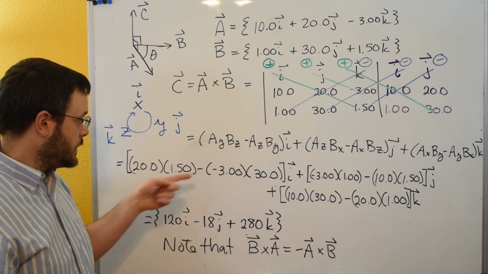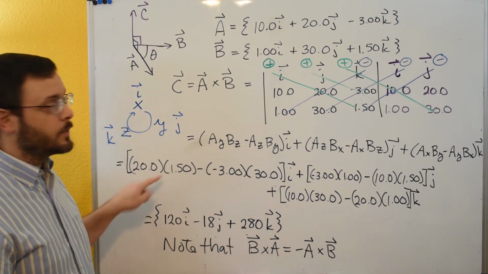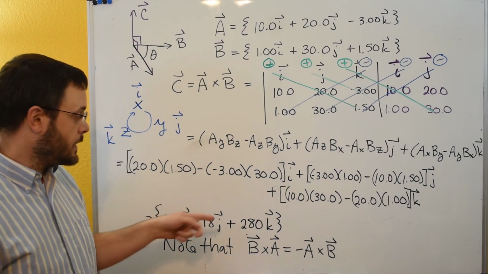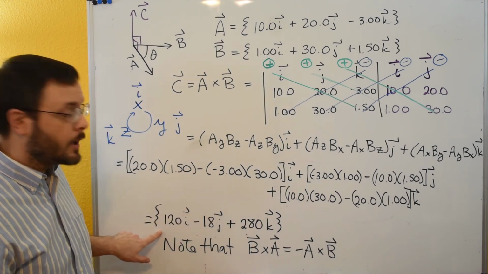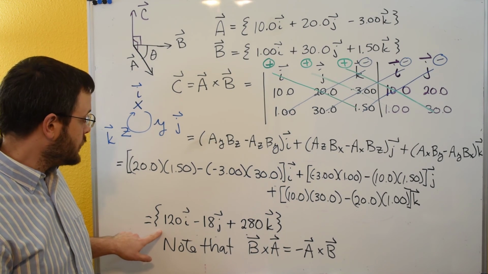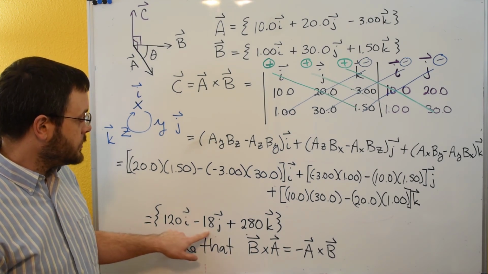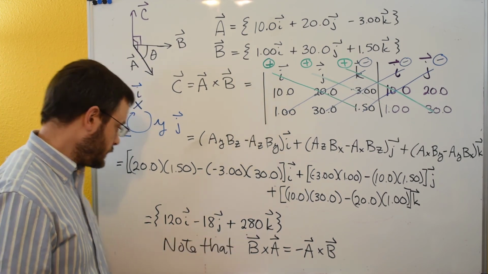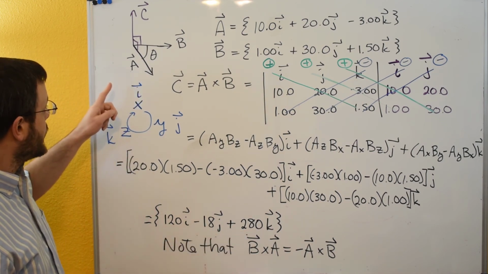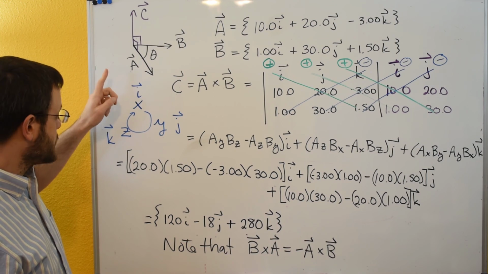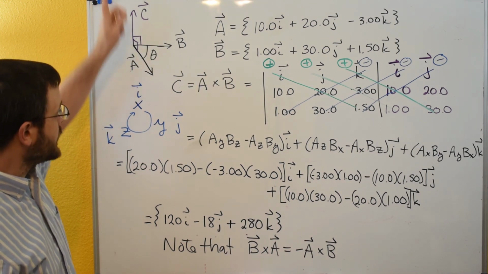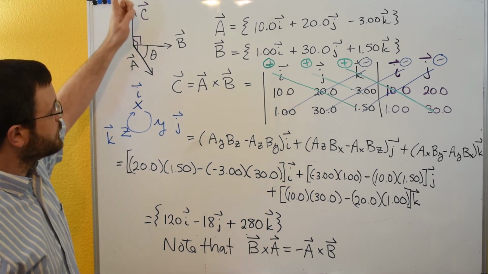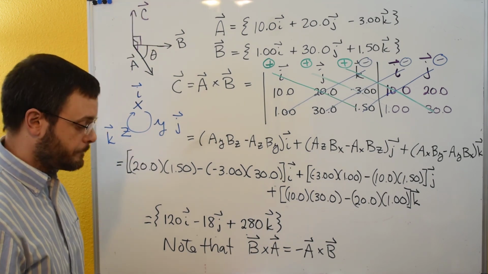And when you plug in the numbers, you get exactly what we got when we looked at the diagonals. So just going through and cleaning up the arithmetic, once we get done, we'll have 120i minus 18j plus 280k. And you can see, as shown, this vector is then going in this positive k direction out here a little bit at an angle. So again, it's perpendicular to A, perpendicular to B.